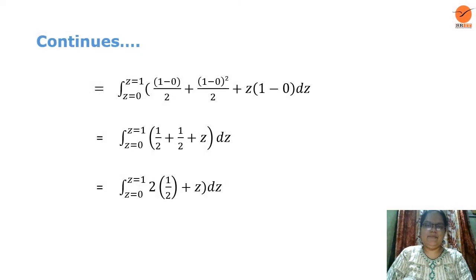By the y limits, integral z equals 0 to 1 of 1 minus 0 by 2 plus 1 minus 0 whole square by 2 plus z into 1 minus 0, dz, equals integral z equals 0 to 1 of 1 by 2 plus 1 by 2 plus z, dz, equals integral z equals 0 to 1 of 1 plus z, dz.